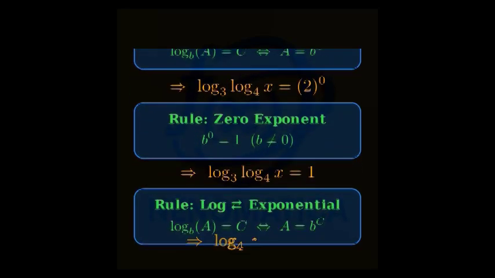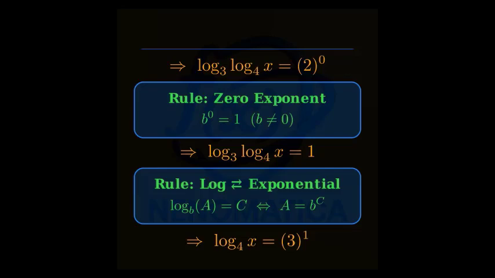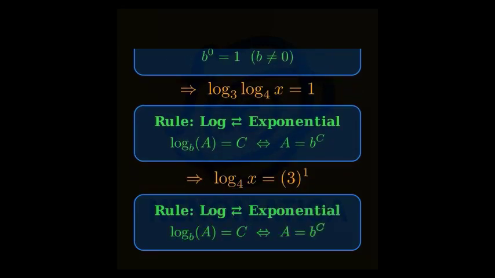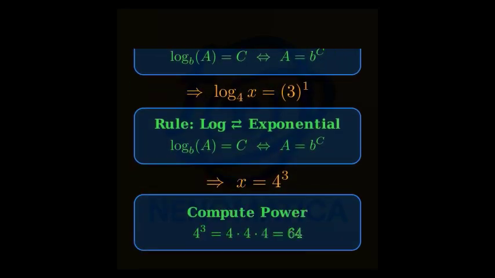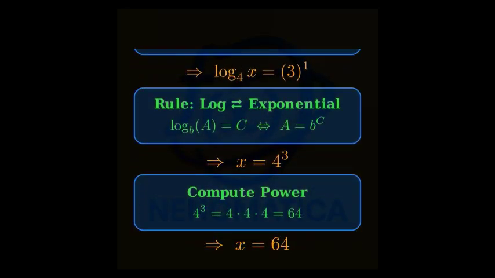Step 4. Convert the last logarithm base 4 to exponential form to isolate x. Step 5. Evaluate 4 to the 3rd power. Step 6. Write the solution set exactly as shown. As a quick check, log base 4 of 64 is 3, which is positive, so all inner logarithm domains are satisfied.